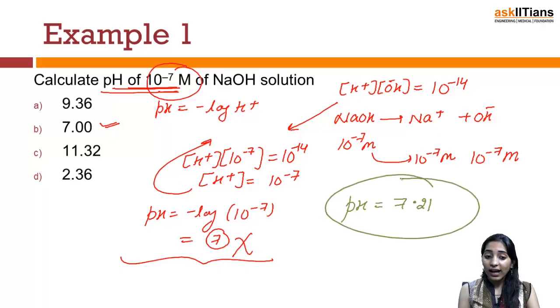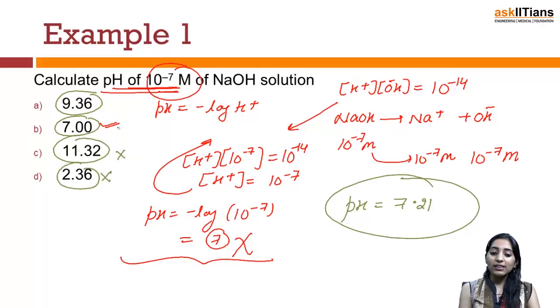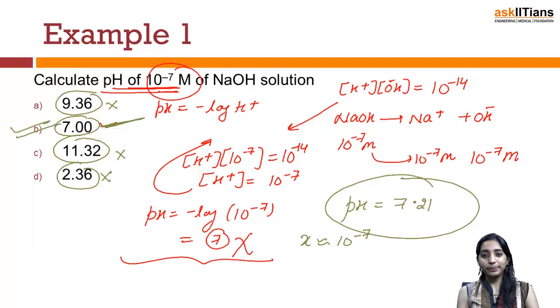If I compare, the answers given to me are 9.36, 7.0, 11.32 and 2.36. So these three will be wrong options, but this is going to be the right option, although he has not given us the value as 7.21, because he has almost considered that the value of x is equal to 10 to the power minus 7 instead of some other value. So the correct option for this example is option number B.